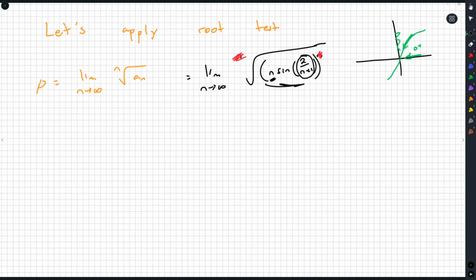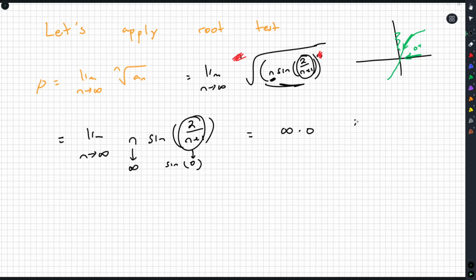And what are we left with? Our rho should be the limit as n tends to infinity of n times sine of 2 over n plus 1. The question is, what is this limit? As n tends to infinity, the 2 over n plus 1 goes to 0, and inside the sine, that goes to sine of 0, which is just 0. So what we have here is an infinity times 0 indeterminate form.